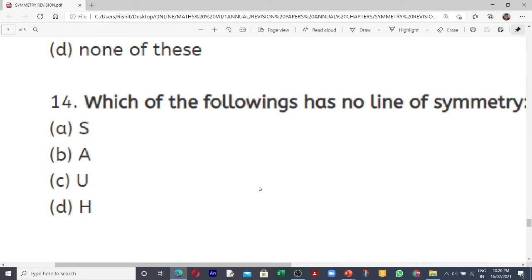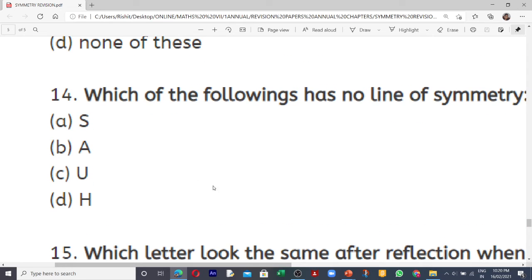Now, which of the following has no line of symmetry? In this alphabet S, A, U and H. Which of the following has no line of symmetry, children? No line of symmetry. Question number 14. See the given alphabets and take the appropriate answer.